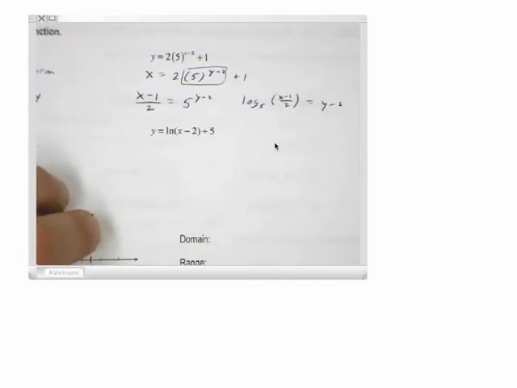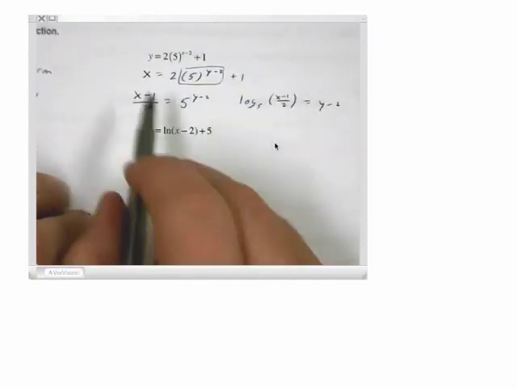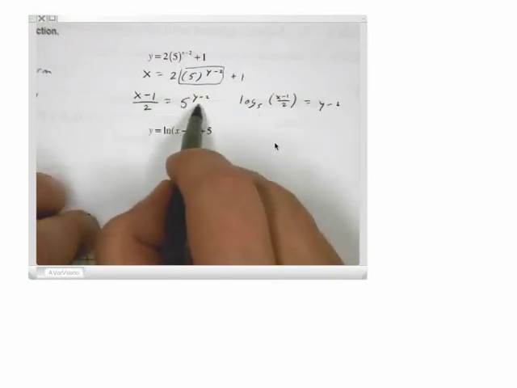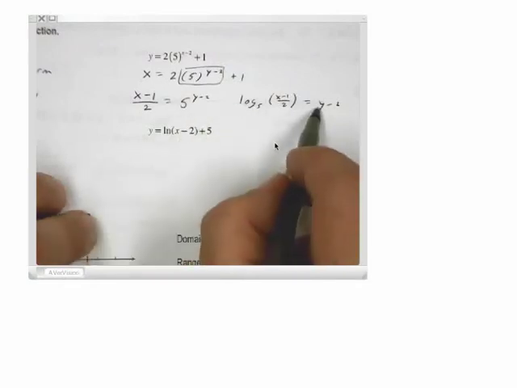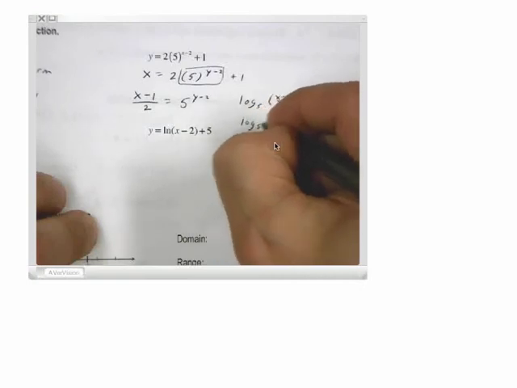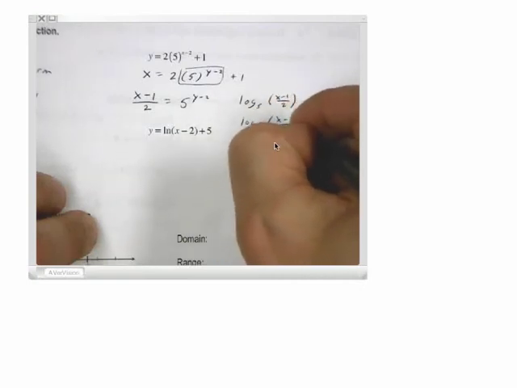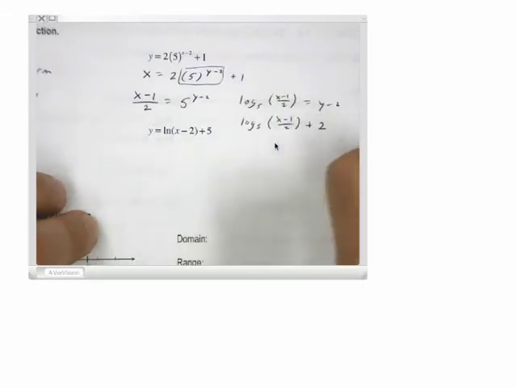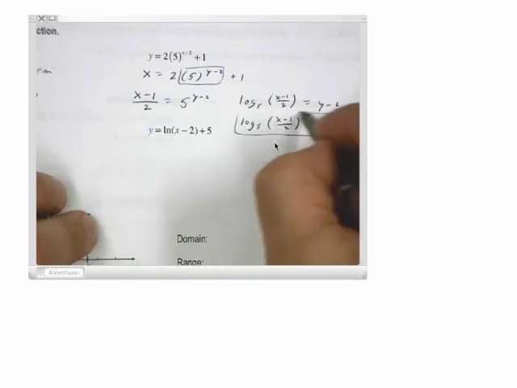Sorry, I'm going to move that over so you can see it. Okay? So again, I've changed it so this is the base of my log of this expression is equal to the exponent. Now the last thing I have to do is I need to get y by itself, so I'm going to bring the 2 over. So I have log base 5 of x minus 1 all over 2 plus 2, can't combine those together, equals y. And there's my inverse function.